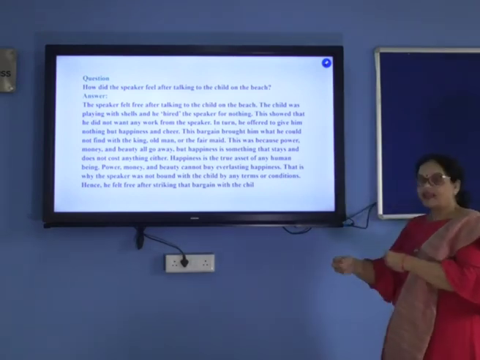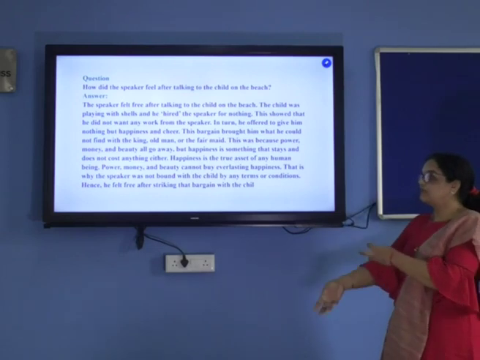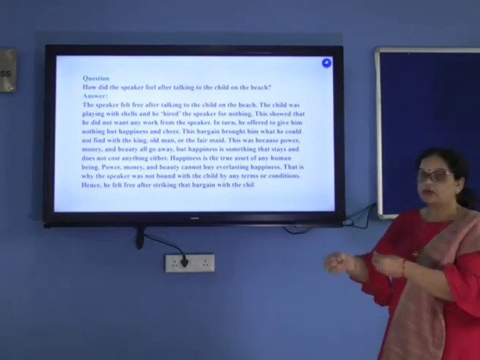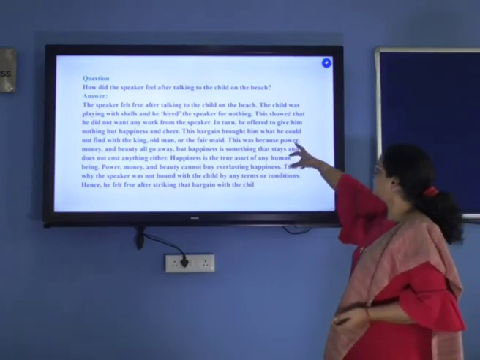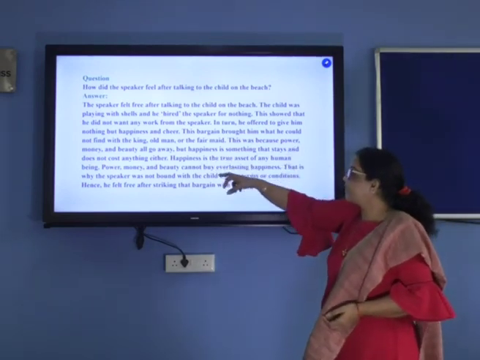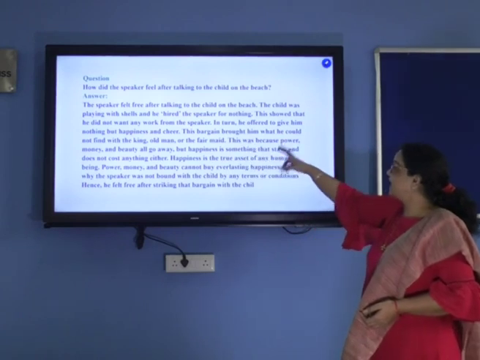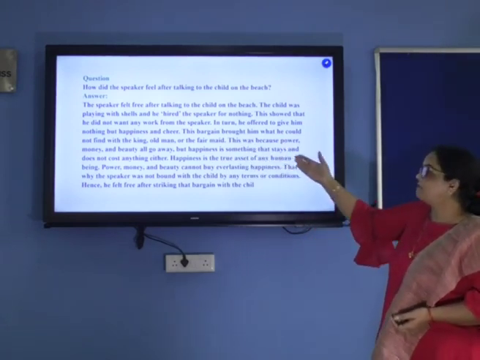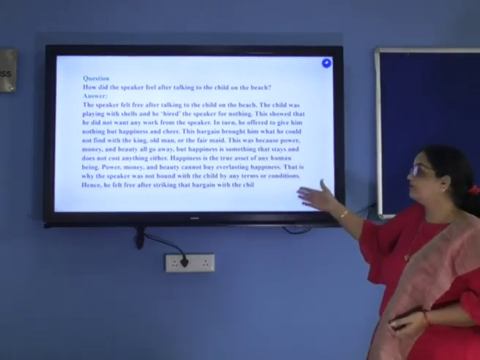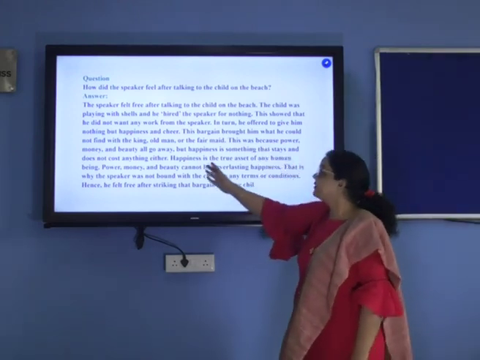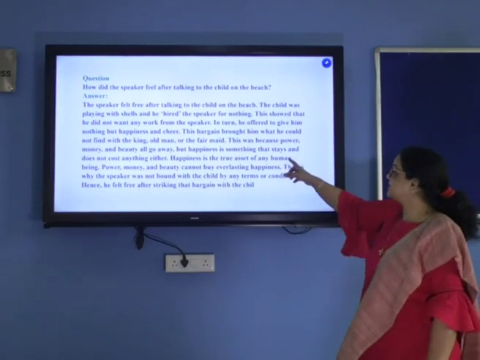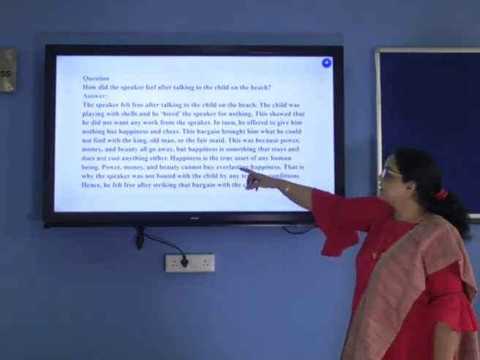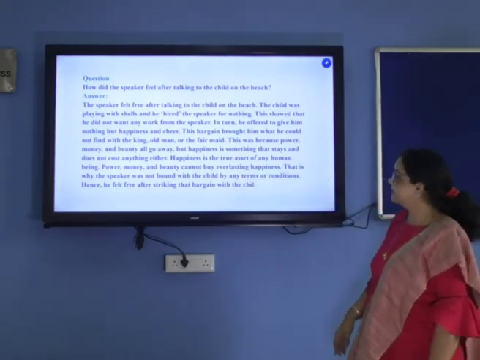So what was the bargain? He was giving him nothing, he will work for him and he will give him happiness. That was the bargain. This bargain brought him what he could not find with the king, old man or the fair maid. This was because power, money and beauty all go away. This is the message of the poem, that power, money, beauty all will go away. But happiness is something that stays and does not cost anything either.